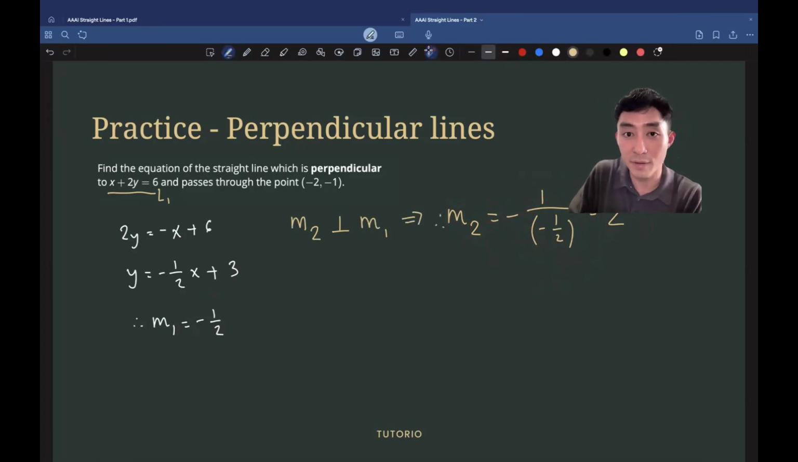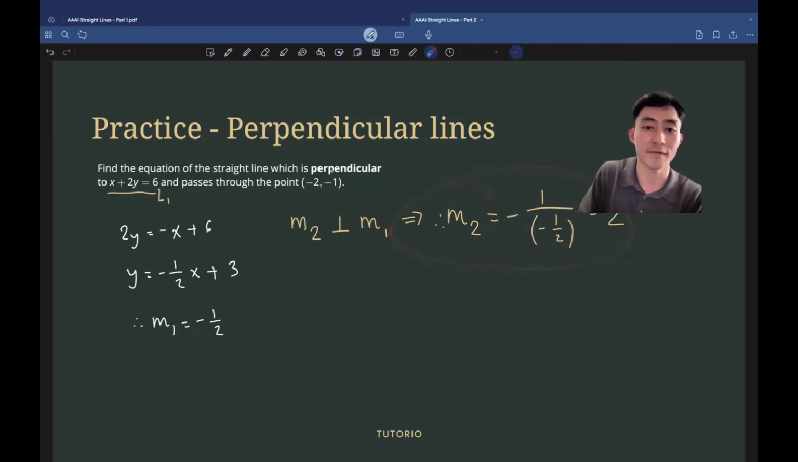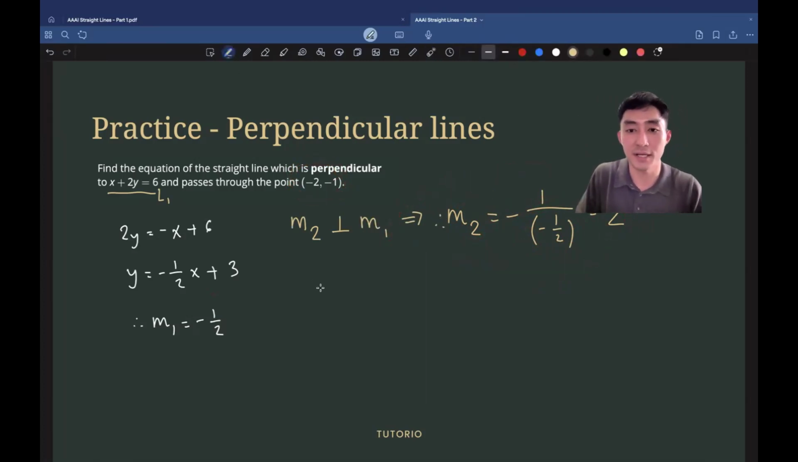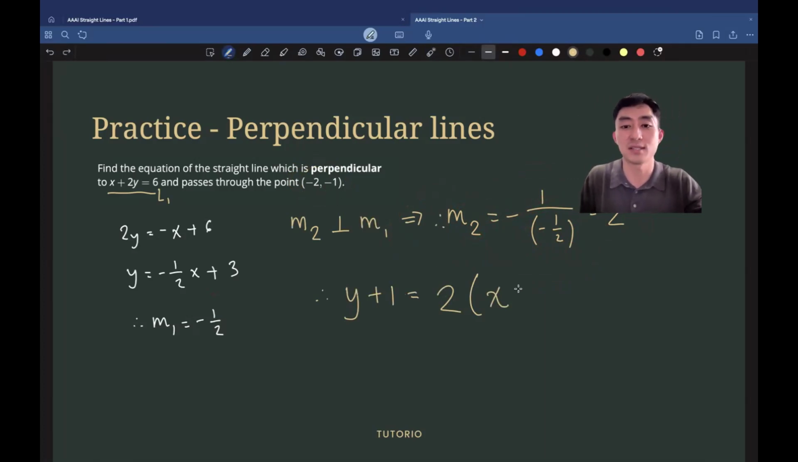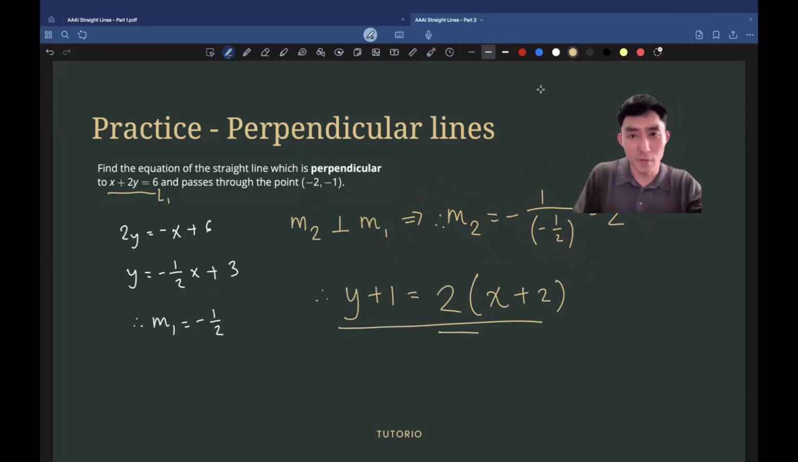Now, because we have a gradient and we already have a point, we can get the equation immediately. So y minus y1, because negative, change sign, plus 1 equals the gradient 2, and then bracket x minus x1, change the sign, becoming plus 2. All right, this is the answer in point gradient form. And if you want to get the other forms: y plus 1 equals 2x plus 4, and then we isolate the y, so it's 2x plus 3.